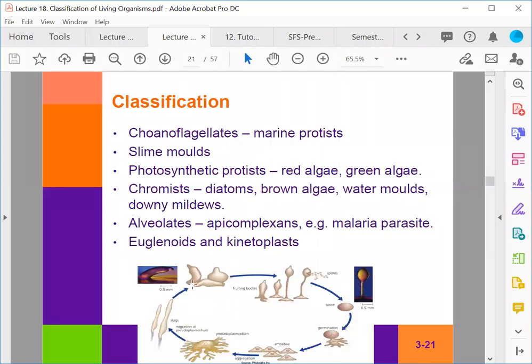The little slugs then move off, and when they find the right place, they start to reassemble themselves to form these upright fruiting bodies, these upright reproductive structures. And you can see an actual image there.